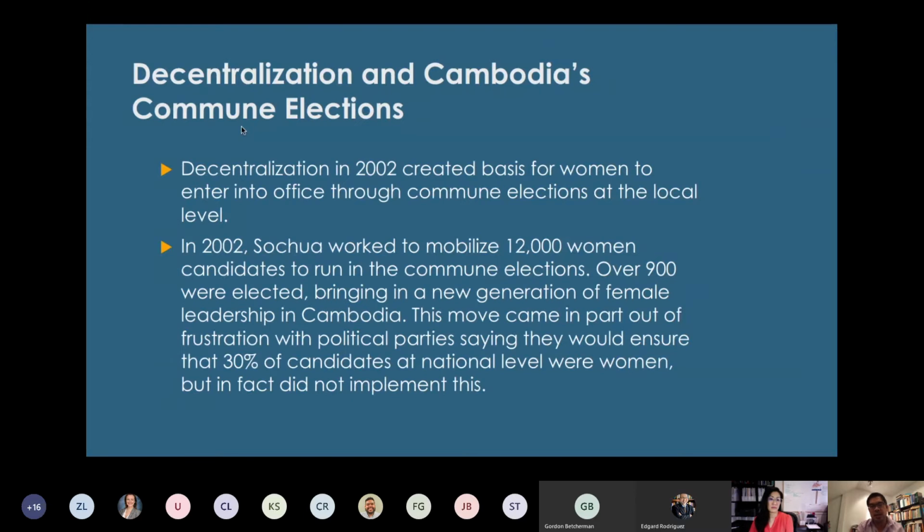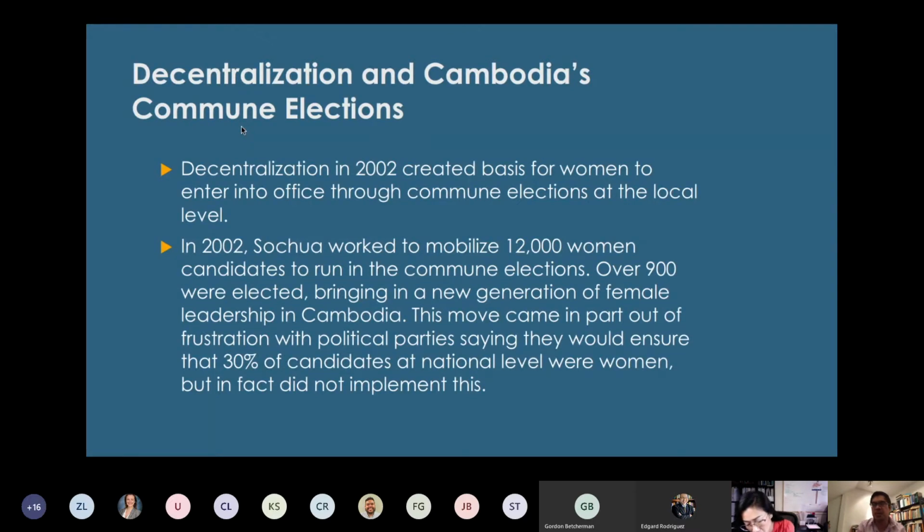The second institutionalist element I want to look at is decentralization in Cambodia's commune elections. Decentralization occurred in Cambodia in 2002 as a process of democratization, and this created the basis for women to enter into office through commune elections at a local level. Again, Mu Sochua, a crucial actor in this process. In 2002, she worked to mobilize 12,000 women candidates to run in the commune elections. Eventually, 900 were elected, and this ushered in a new generation of women politicians in Cambodia.